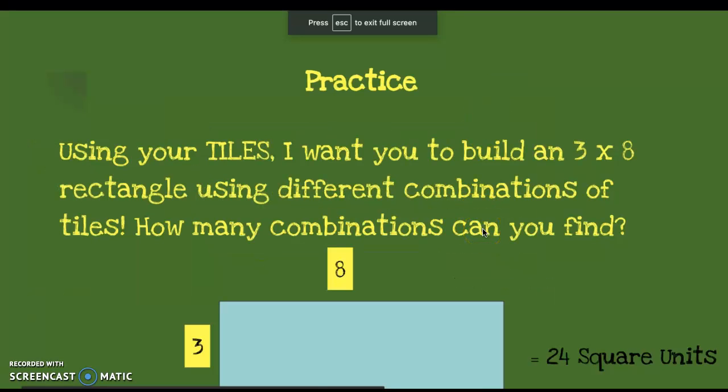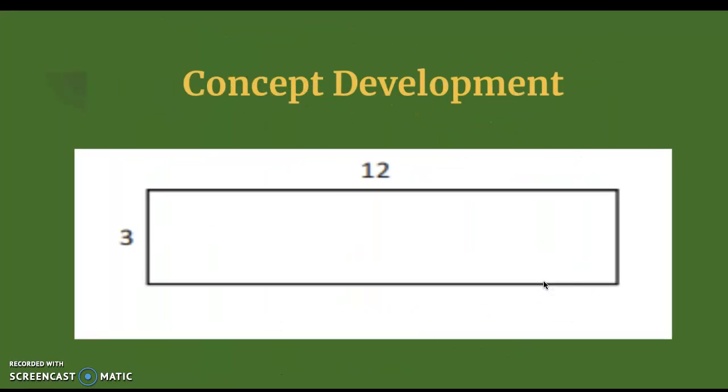Okay, so I hope most of you were able to find some different combinations of how you could make 24 square units with your tiles. Okay, so now we're going to move on. So we still have our 3 by 12 area model.